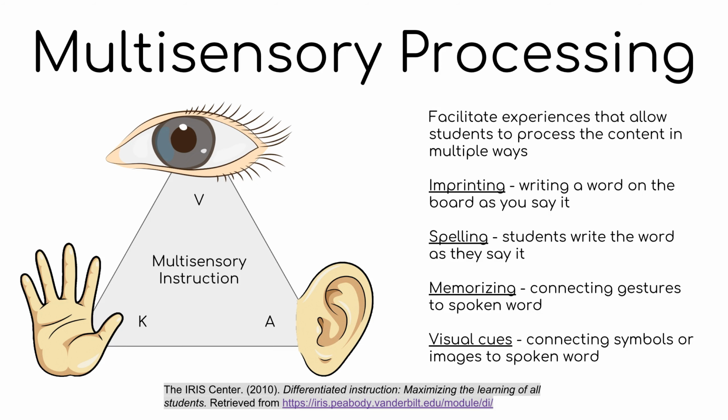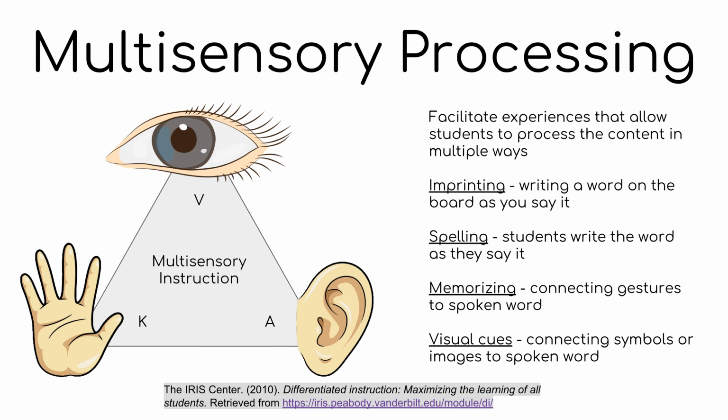We have four super basic teaching techniques that allow for a multisensory experience. Imprinting, which is writing a word on the board as you say it, connects the sound to the sight. Having a spelling procedure where students write the word as they say it connects the letters, or graphemes we call them, the spoken sound, and the feel of actually forming the letters.